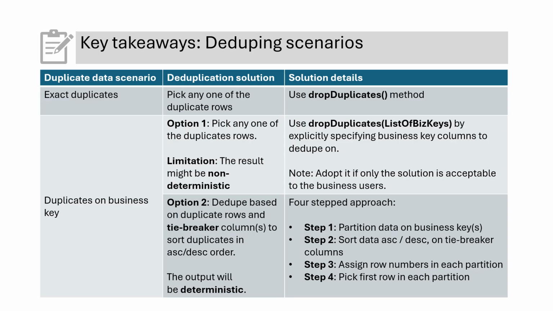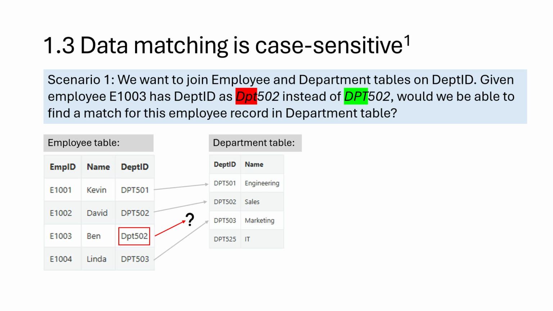And here is another one that often sneaks into PySpark join logic. Data matching in PySpark is case sensitive. Unless we are aware of this fact, it can sometimes lead to unexpected results. So I have put together two scenarios just to demonstrate this pitfall. In scenario one, we want to do an inner join between the employee table and the department table on the department ID column. The question I have here is, when we do the inner join between these two tables, how many rows would be returned?